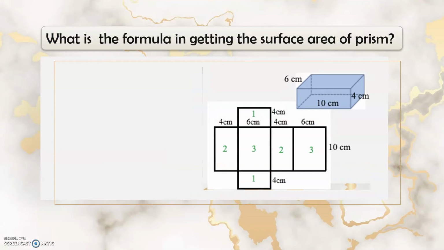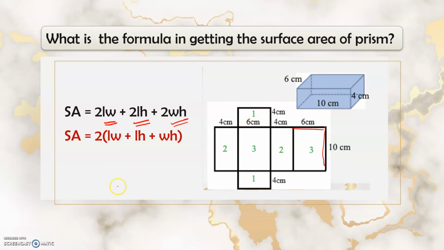Therefore, to find the surface area of a prism, we'll be using the formula. Surface area is equal to 2 times length times width, okay, so that is for this pair here. Then plus 2 times length times height for this pair here. And lastly, 2 times width times height for this pair here.